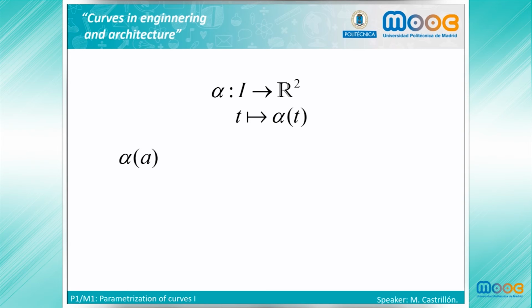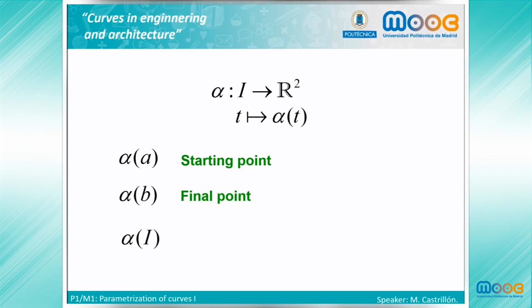For example, the image of the initial point of the interval, if it exists, is called the initial or starting point of the curve. The image of the last point of the interval, if it exists, is the final point of the curve. And finally, the image of the interval is called the trace of the curve.